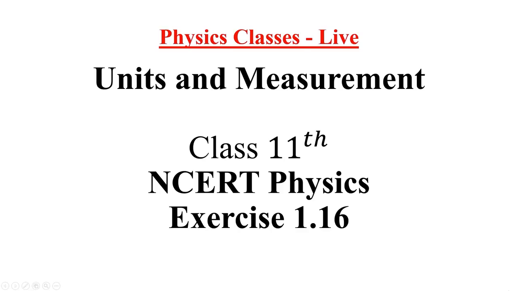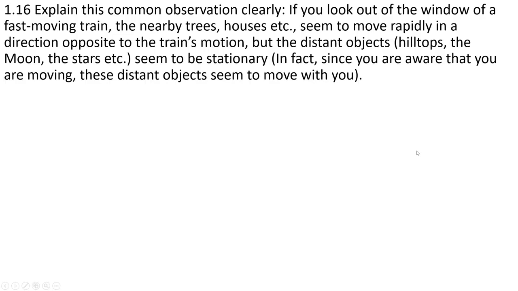Hello everyone, in this video we are discussing exercise 1.15 from class 11th NCERT physics, chapter units and measurement. So moving forward, the question states: explain this common observation clearly. If you look out of the window of a fast moving train, the nearby trees, houses, etc. seem to move rapidly in a direction opposite to the train's motion, but the distant objects, hilltops and moon and stars, etc. seem to be stationary. In fact, since you are aware that you are moving, these distant objects seem to move with you.